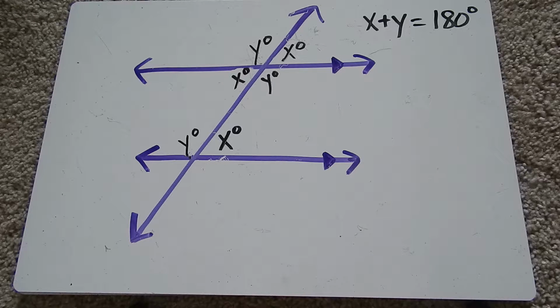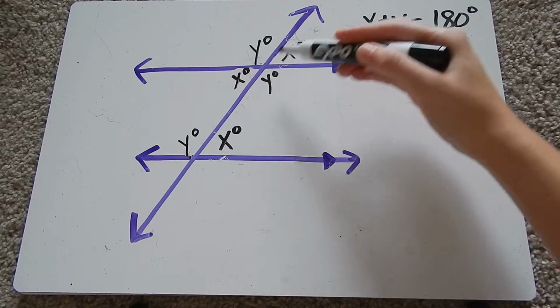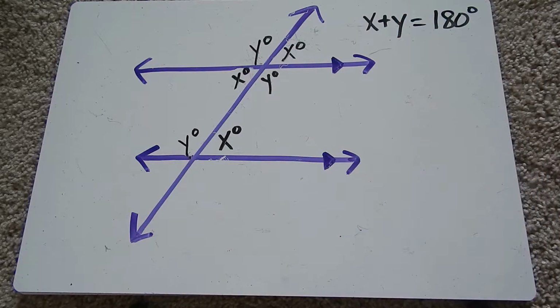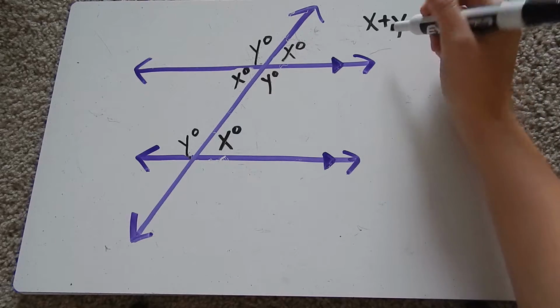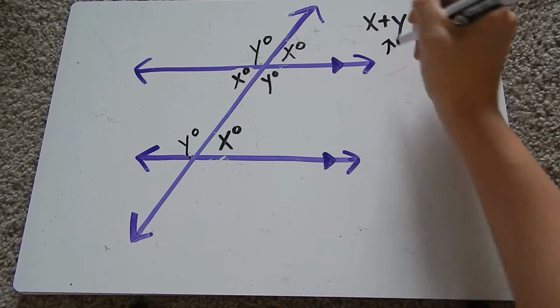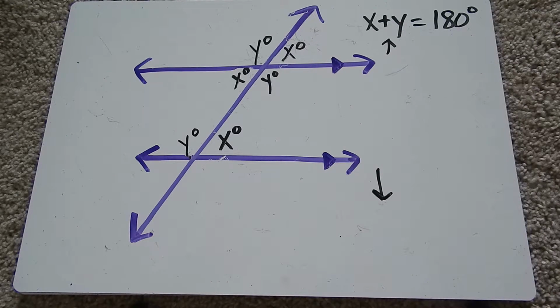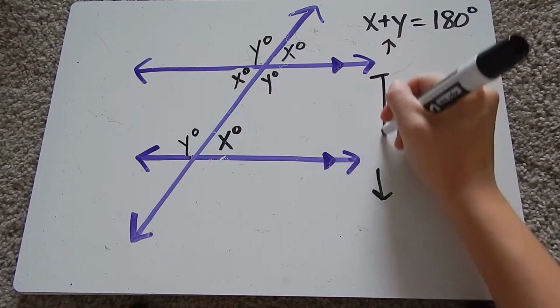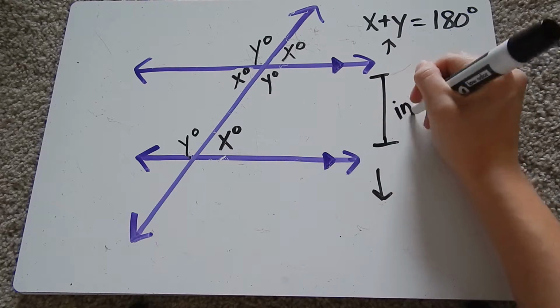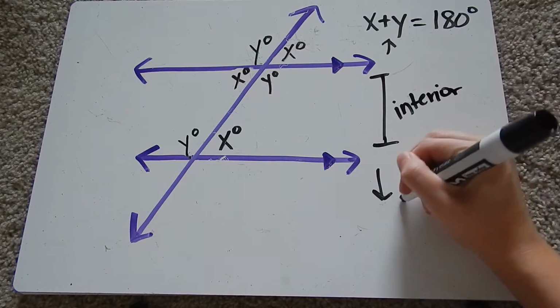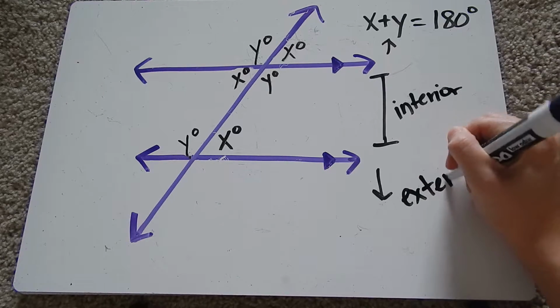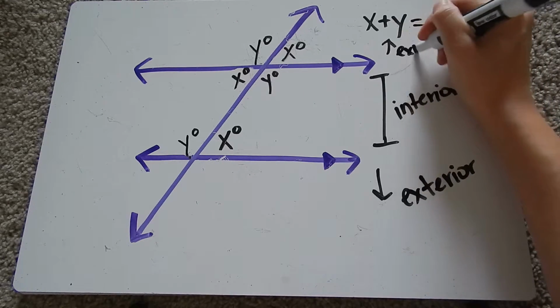Our fourth theorem is same side exterior angles. So again, we're going to be same side of the transversal, so I'll just pick this side, this right hand side. But now we're looking at exterior angles, which means we're going to be on the exterior of the parallel lines. So in here is interior. Anywhere else is exterior.